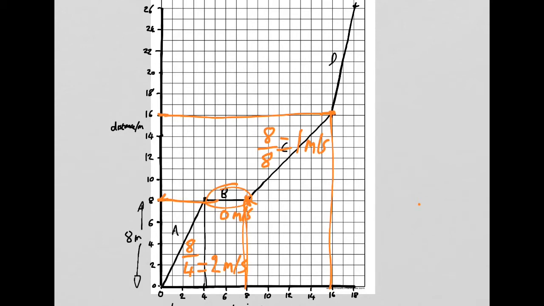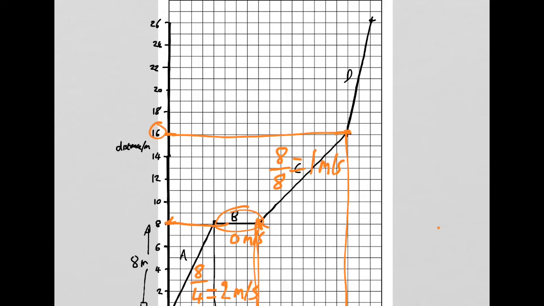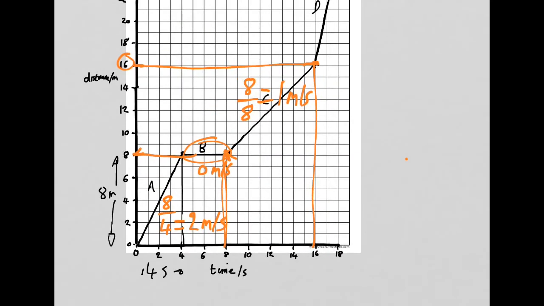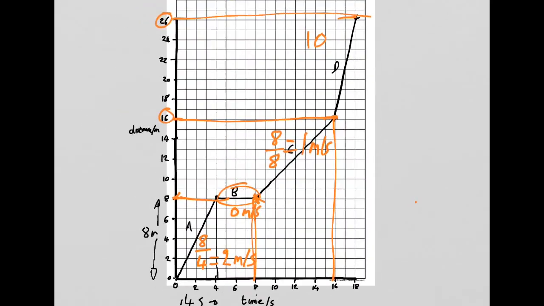Okay, let's run through it. So section D then. Where does it start? It starts at 16 meters, and it goes all the way up to 26. 16 to 26, it's travelled 10 meters. How long has that taken? Well, it started section D at 16 seconds, and it's taken 2 seconds to get to 26 meters. So it's 16 to 18, it's gone up by 2, so it's 10 divided by 2. You get a gradient of 5 meters per second.